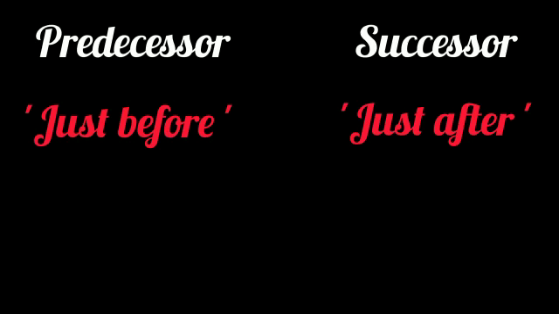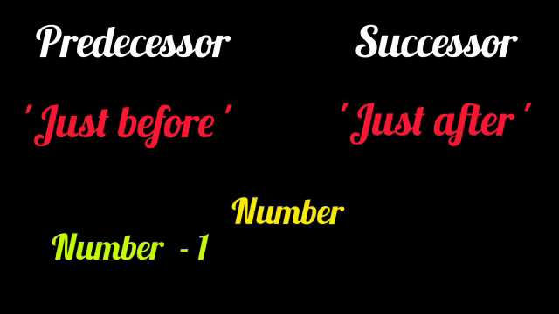Which means if you are asked to find the predecessor of a given number, you should subtract 1 from that number. And if you are asked to find the successor of a given number, you should add 1 to that given number. Then we get the successor of that number.